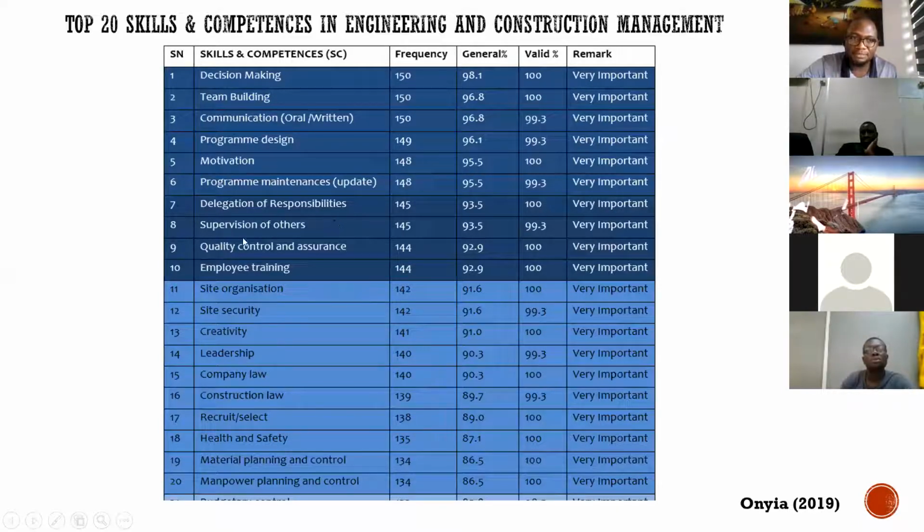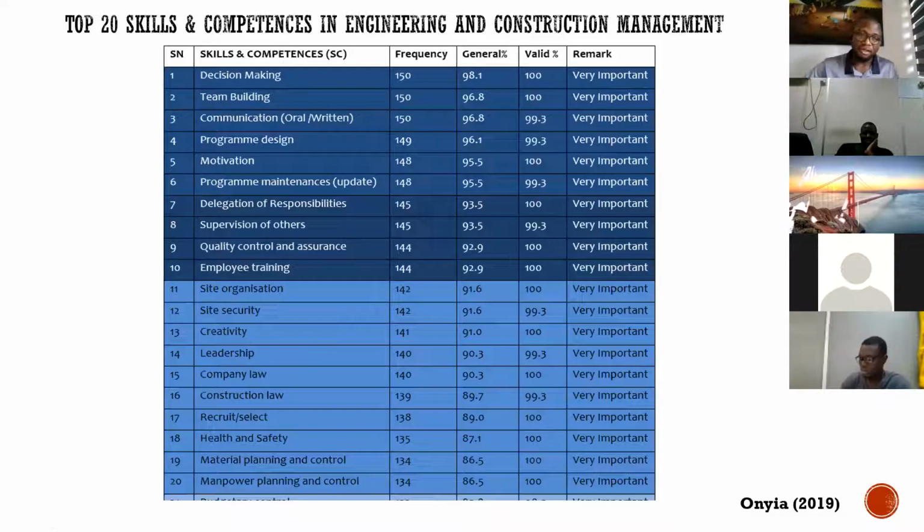Then program design to delegation of responsibility, supervision, quality control, and employee training, just like we're undergoing now, are also within the top 10. So engineers think that training is very, very important, that the quality of what we are doing as engineers is fundamental. And we are going to look at some of these skills individually in the coming slides, especially the top 5 ones.